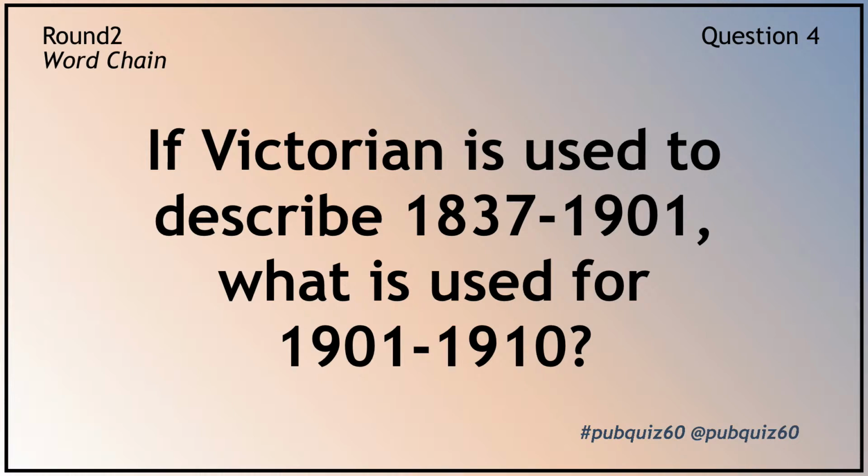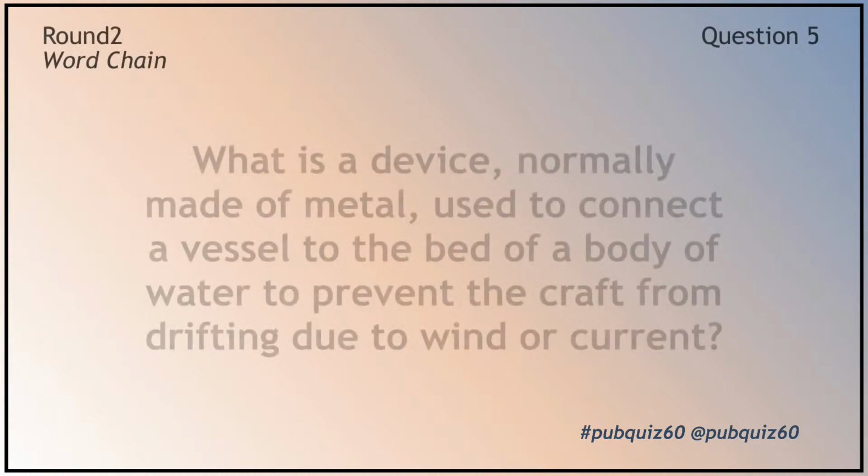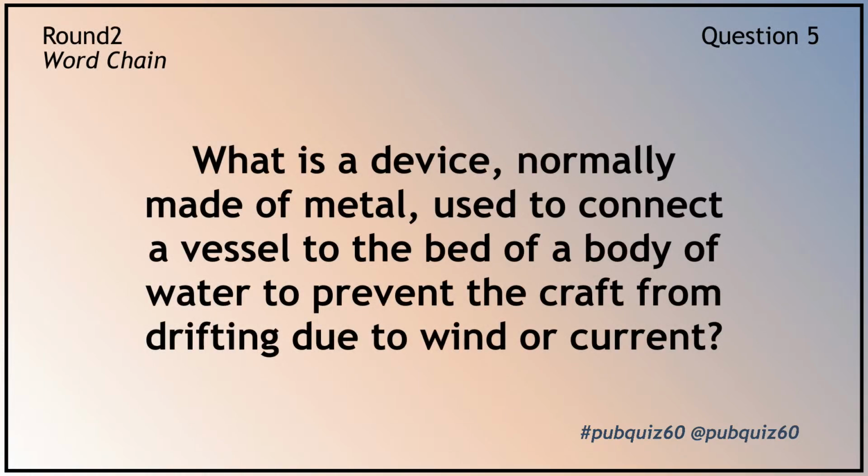And that takes us halfway through round 2, the word chain. And question 5 is, what is a device normally made of metal used to connect a vessel to the bed of a body of water to prevent the craft from drifting due to wind or current?